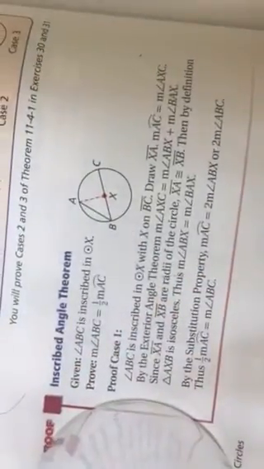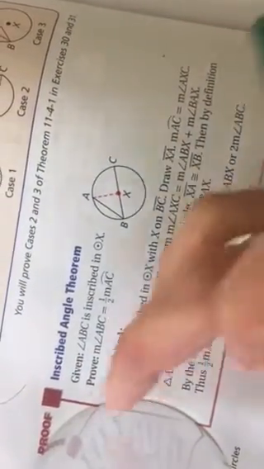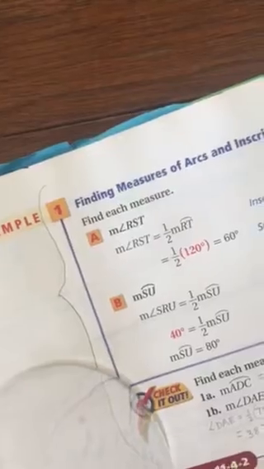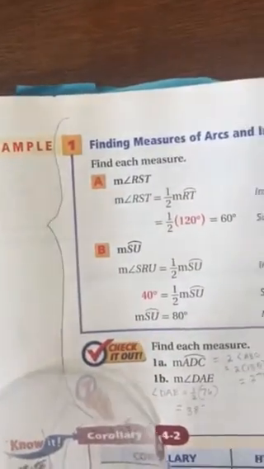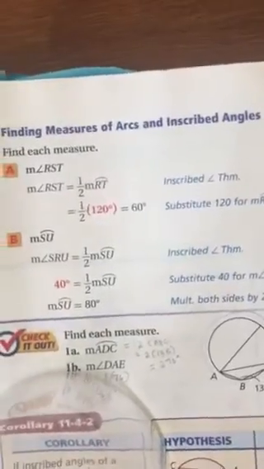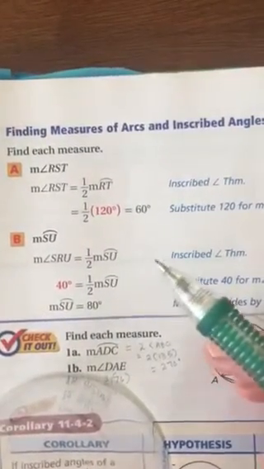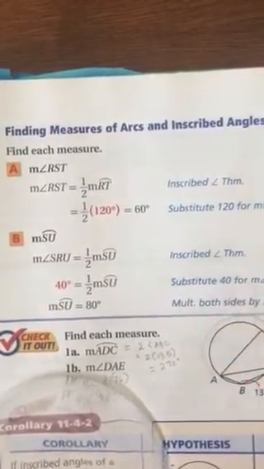All right, let's jump down. Actually, this is a proof. We're going to skip this proof and jump to the next page to example 1. So we are now, I'm sorry I'm jumping around so much, and I'm going to turn the phone on you. Okay, we are now at the top of page 773, example 1. Finding measures of arcs and inscribed angles. The first thing they want us to do is find the measure of angle RST.